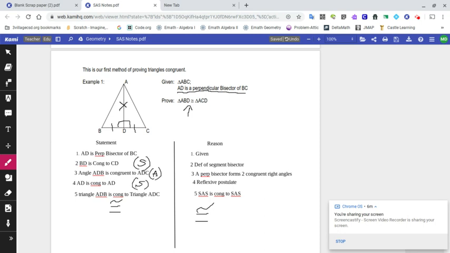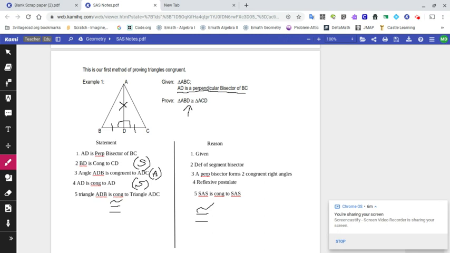I'm marking them here just so you can see that's how I got side, angle, side, congruent to side, angle, side. You don't have to mark them that way, okay? And we could have said these statements in any order, really. I needed the given first, but I could have done the reflexive next, and then the congruent angles, and then B is congruent to C. They could have been in a different order.